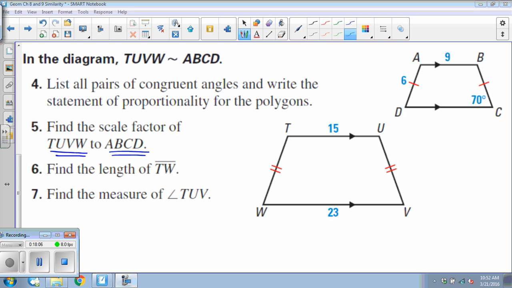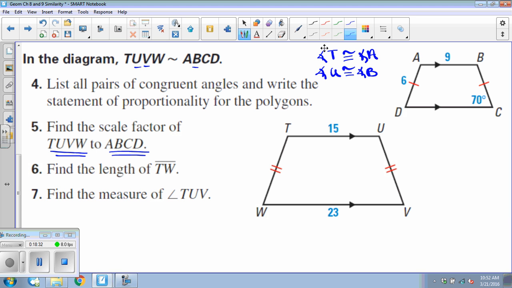Okay, number 4, list all pairs of congruent angles. I don't even need to look at the figures. I can look right here and list them all. Angle T is congruent to angle A. Angle U is congruent to angle B.